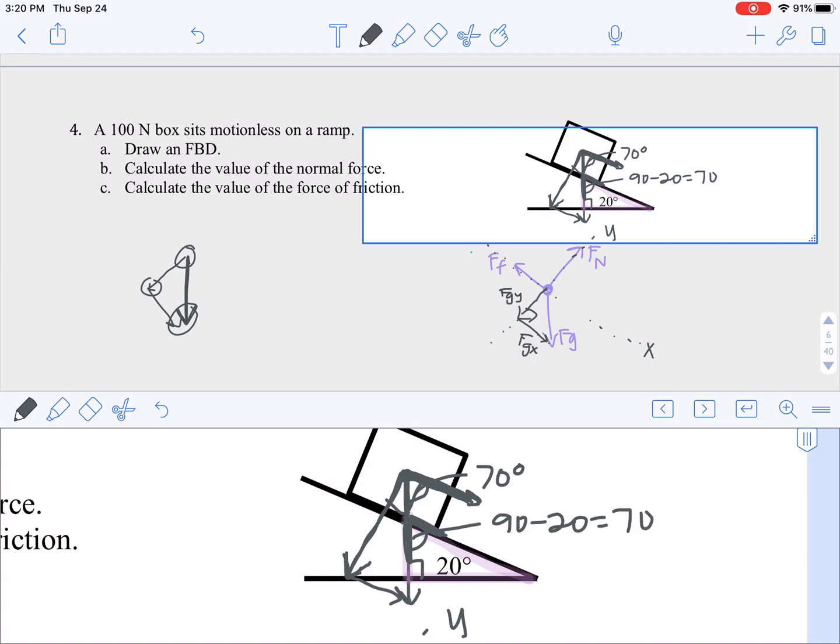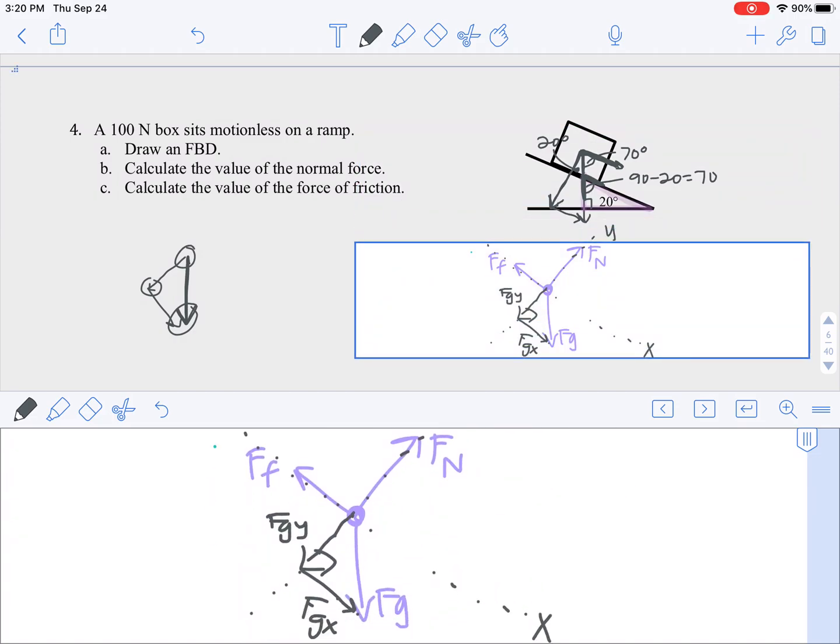So that means this whole thing should add to 90, which means this angle is going to be that 20 degrees. So as a rule of thumb, the angle between FG and FGY is going to be the ramp angle.